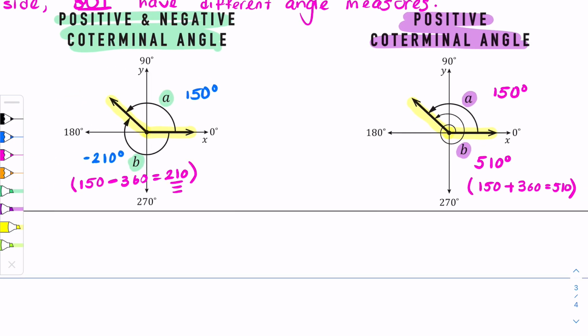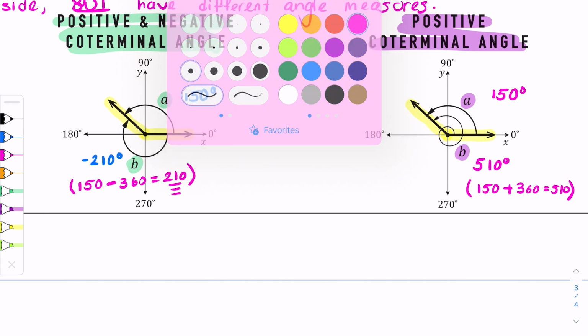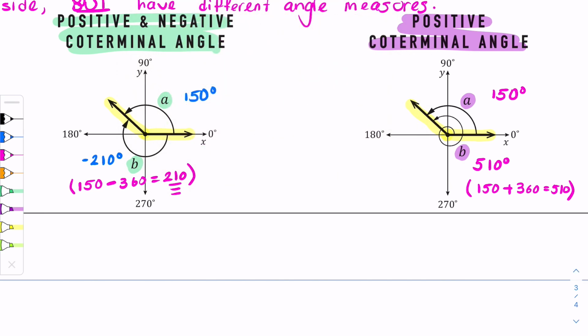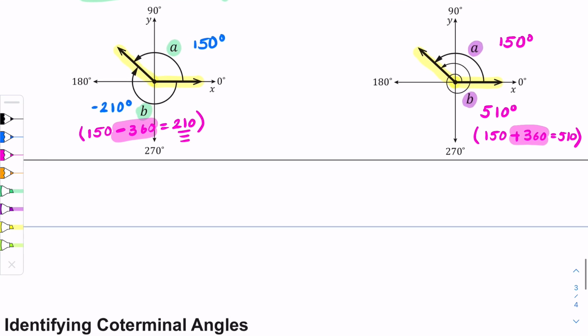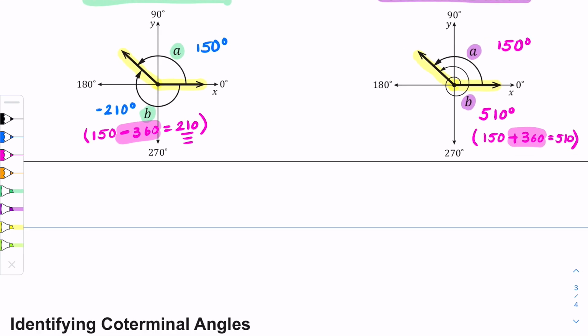If we compare my 2 examples here, you can see that for the first one, the positive and negative coterminal angle, I subtracted 360. And for the 2 positive coterminal angles, I added 360. So that's the pattern that you can find. 1 full rotation is 360, or 2 pi if you're looking at it in radians. So to find coterminal angles, add or subtract a full rotation, meaning add or subtract 360 in degrees, or 2 pi if it's in radians.